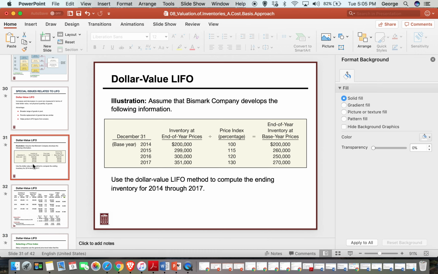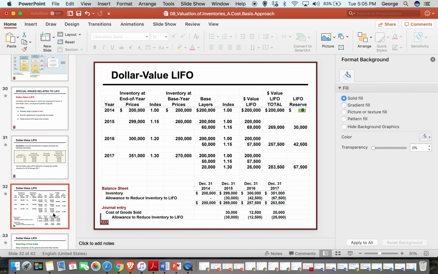All right, so here's an example. The base year is 2014. We have inventory of 20,000 multiplied by 100, so 200,000. That's our base year. For the other years you divide 299 by 115, 300 by 120, and 351 by 130, and that's how you get these results here, the 260, the 250, and the 270.